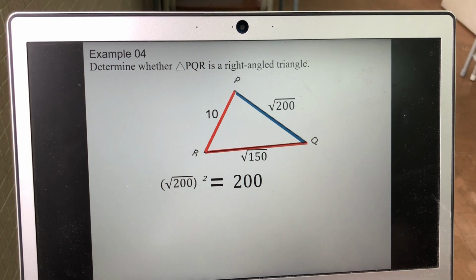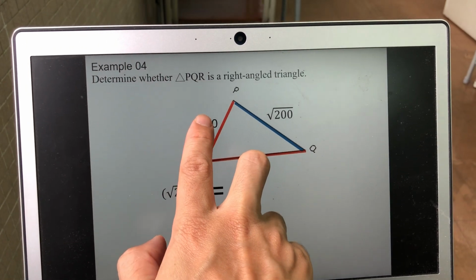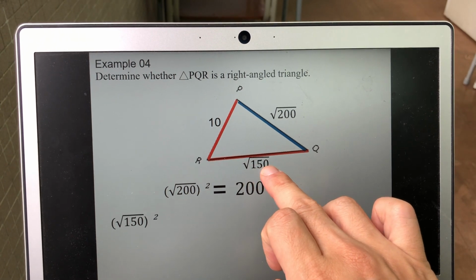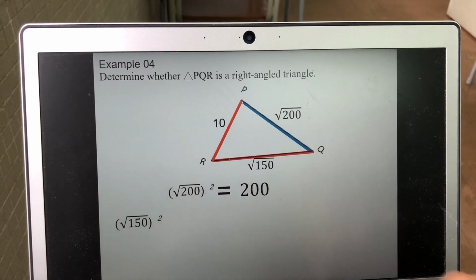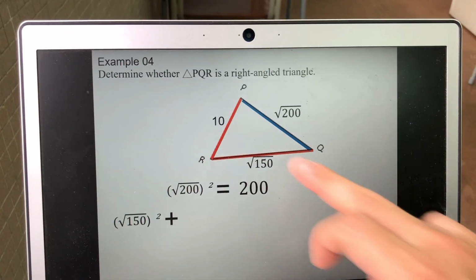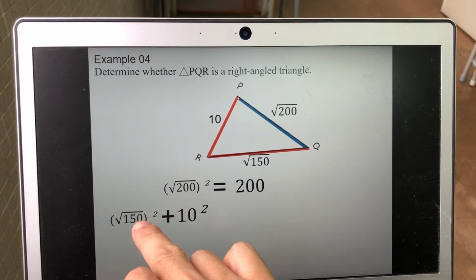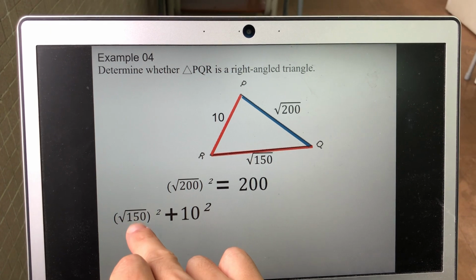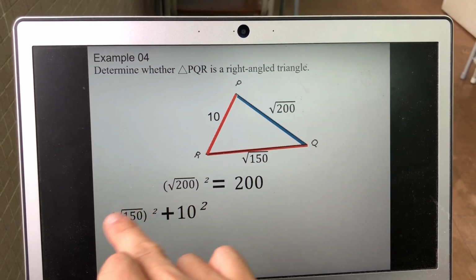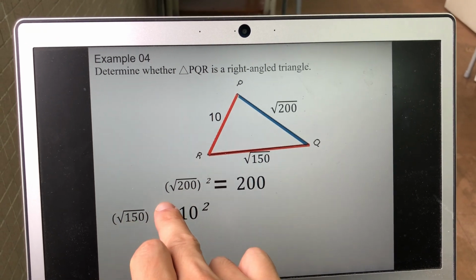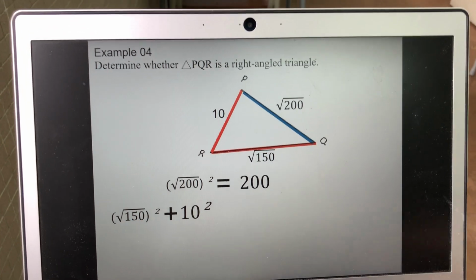Then next, we have to check the sum of the legs square. So square root of 150 to the power of 2 plus what? Plus 10 to the power of 2. Okay? So, first of all, square root 150 to the power of 2. After you simplify it, it becomes what? Square and square root cancel out, we have 150.